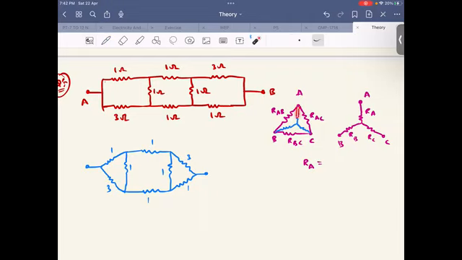RA is nothing but this multiplied by this: RAB into RAC, divided by the sum of all the resistances, that is RAB plus RAC plus RBC. So this is the formula. Similarly, RB would be what? Now you can tell me RB.